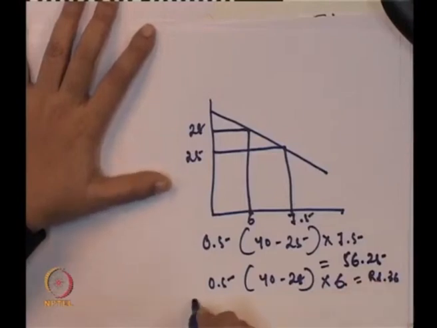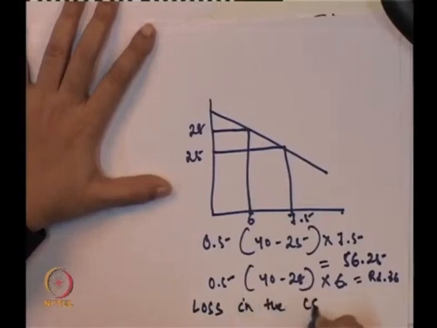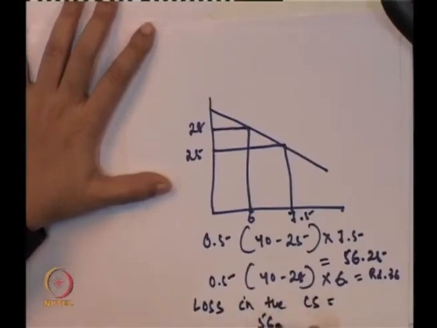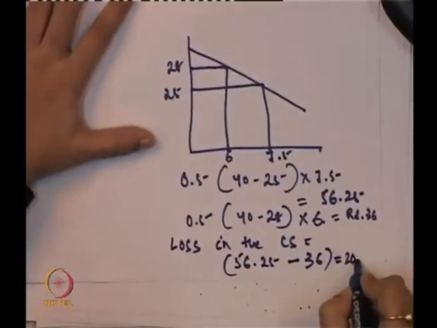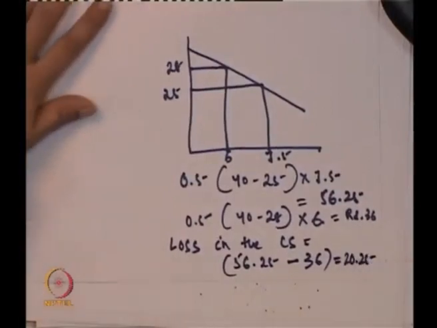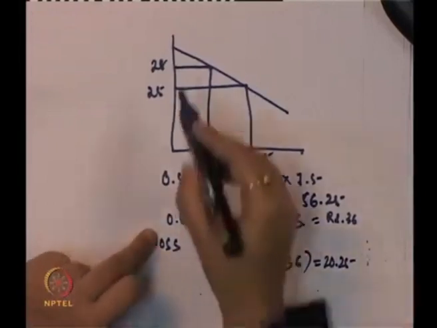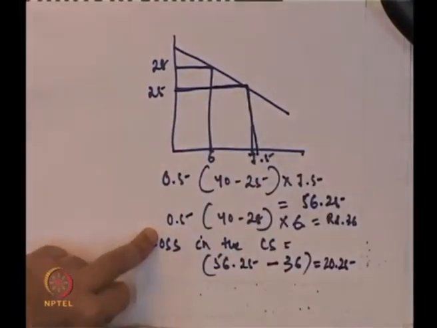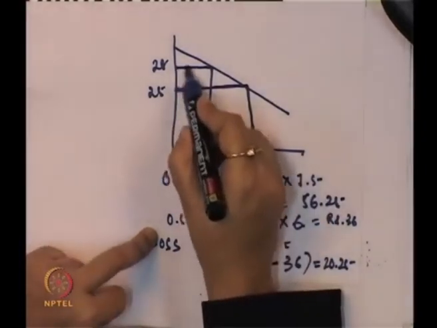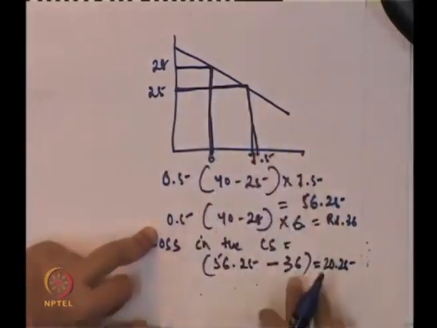So what is the loss in the consumer surplus? Loss in the consumer surplus is 56.25 minus 36, which gives us the value which is equal to 20.25. Okay. So here the price is 25, quantity demanded is 7.5. Price increases from 25 to 28, quantity demanded is 6.